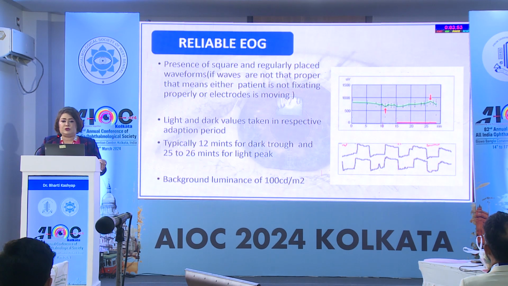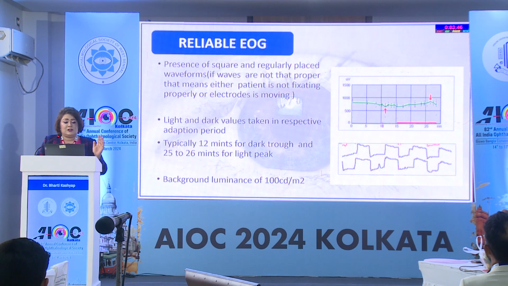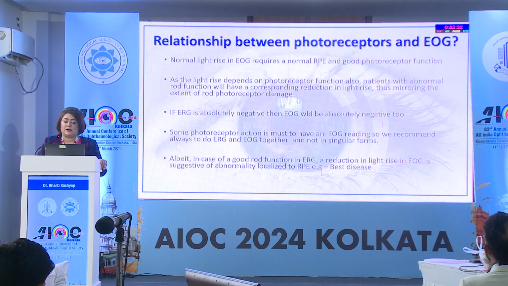What is a reliable EOG? A reliable EOG is the presence of square and regularly placed waveforms. If it is not proper, that means the patient is either not fixing properly or the electrode is moving. Light and dark values are taken in the respective adaptation periods, typically 12 minutes for dark trough and 25 to 26 minutes for light peak. Background illumination, again you have to check, 100 candela.